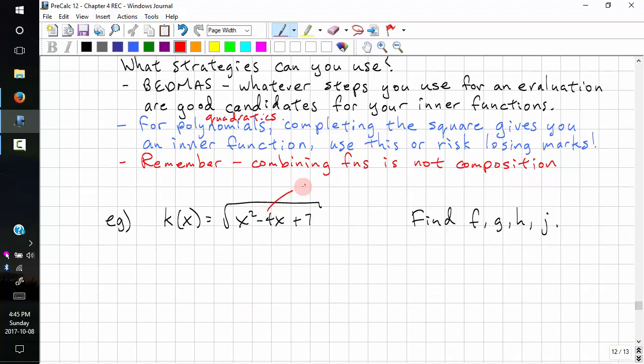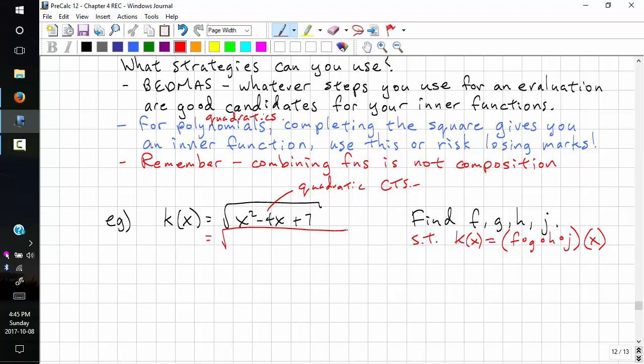Okay, we do have a quadratic, and we need to complete the square. Complete the square, that's what CTS stands for. Okay, find f, g, h, and j such that k of x equals f of g of h of j of x. So the first step, before we even find the functions, we need to complete the square.